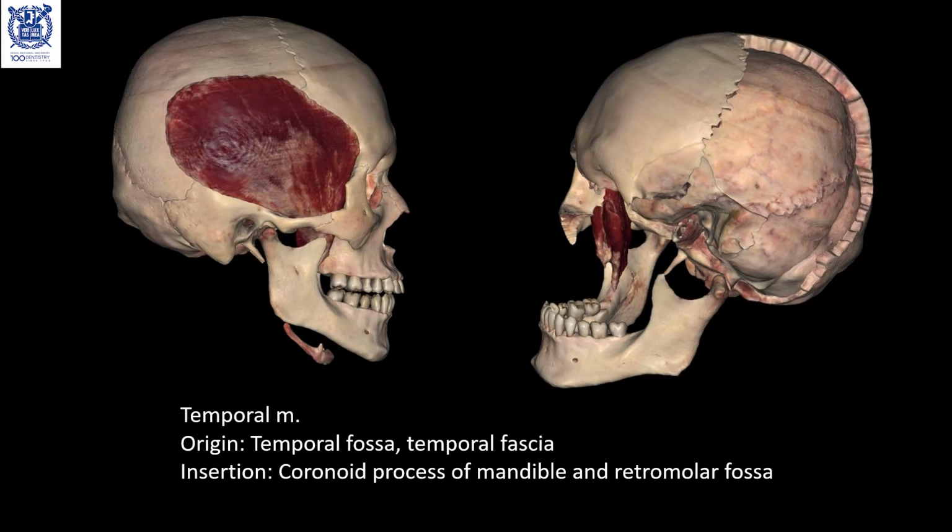This muscle passes medial to the zygomatic arch, and it forms a tendon which inserts onto the coronoid process of the mandible, with its insertion extending into the retromolar fossa posterior to the most distal mandibular molar. The temporalis muscle is covered by the temporal fascia, also known as the temporal aponeurosis. This fascia is commonly used in the tympanoplasty or surgical reconstruction of the eardrum.